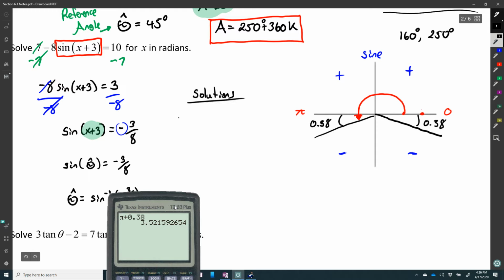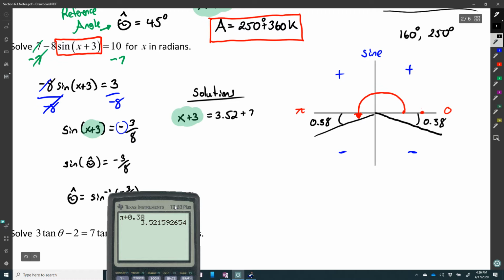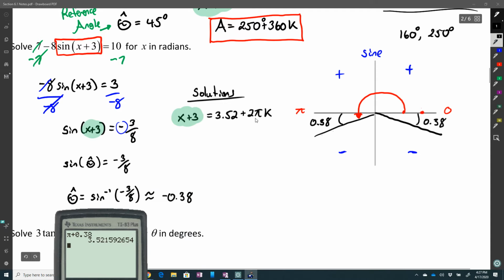This is where the x plus 3 comes back. And we get 3.52, plus 2 pi k. Remember, 2 pi is a full rotation, and the answer is basically any time you rotate and you get this angle. And from there I can just subtract 3. And so x is equal to 0.52 plus 2 pi k.